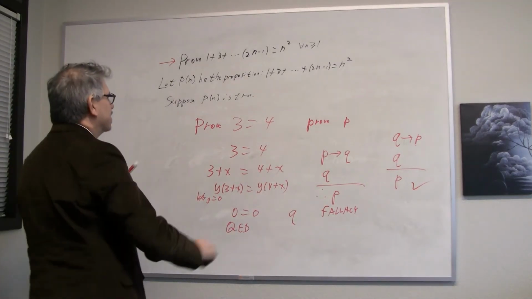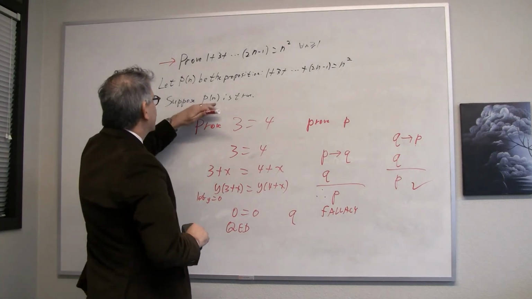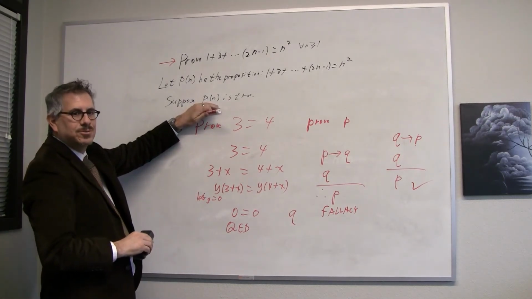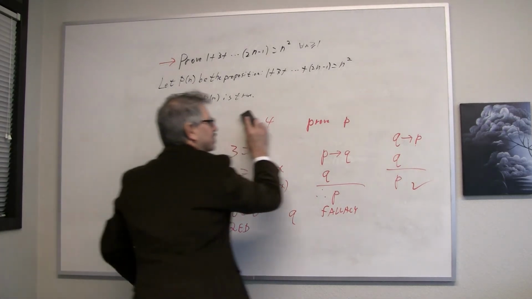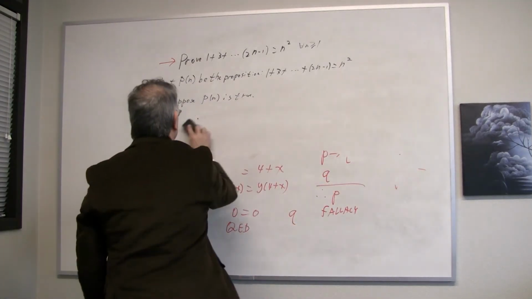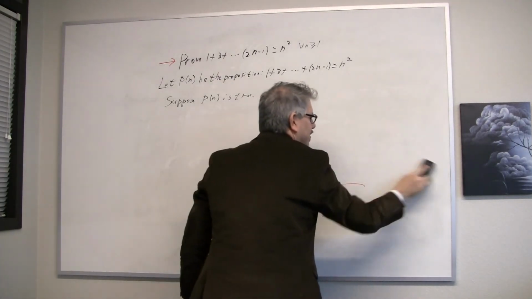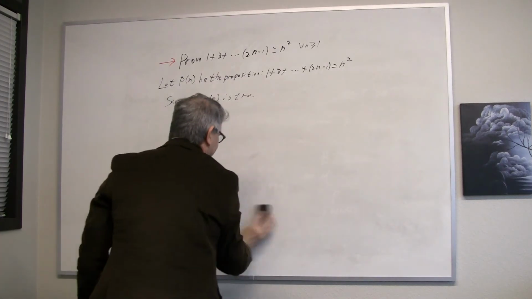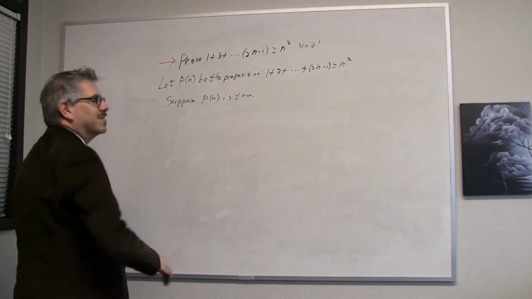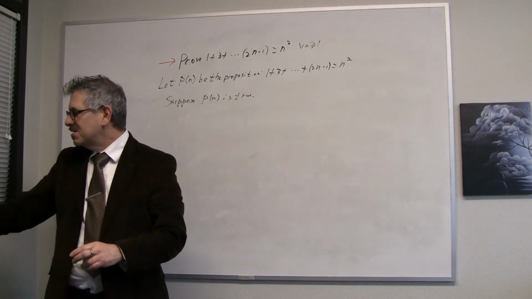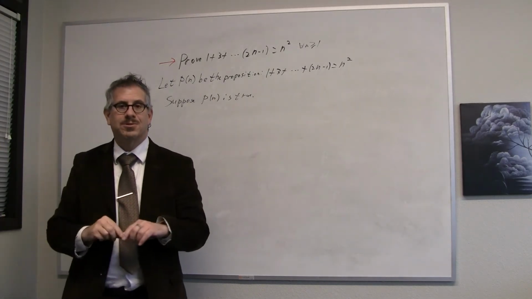So if you're doing this, it's really important that you only start with assuming P of n is true, and you work forward from that point, and you don't write down P of n plus 1 and try to prove something from that, because we don't know if P of n plus 1 is true. So the direction is absolutely critical.